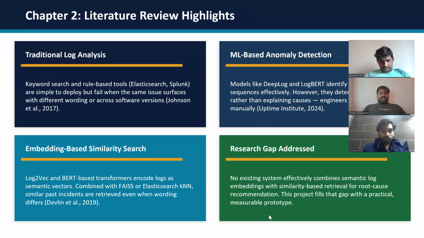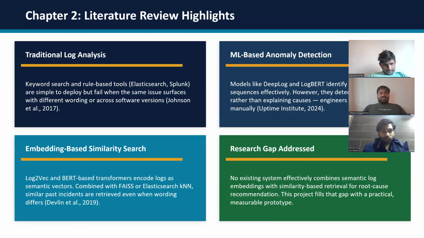Second, ML models like DeepLog and LogBERT detect anomalies automatically, but they flag that something is wrong without explanation, so engineers are still investigating manually. The Uptime Institute's 2024 outage report shows this gap continuing to cost organizations significant downtime.